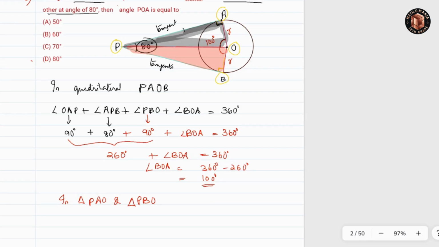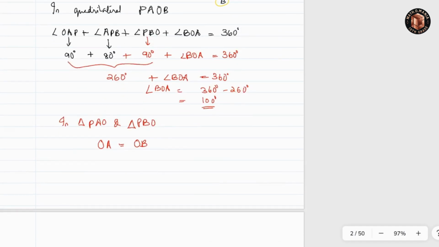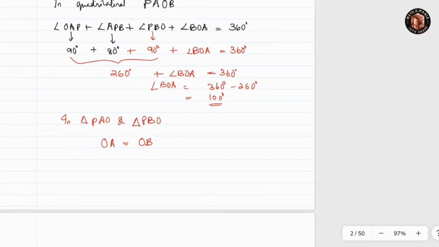So I can write here, OA equal to OB. Why? It is the radius of the circle, right? Next, I can write OP equal to OP. Why? It is a common side, right? Then as per the theorem, we can again write that AP equal to PB, right? Why? Tangents drawn from an external point to a circle are equal. This is what we have learned in today's theorem, right?